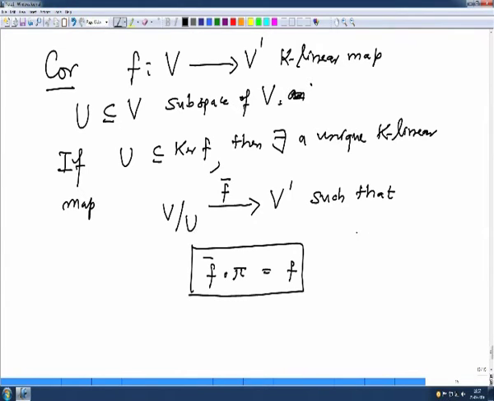So, in the diagram if I have to draw, v is here, v prime is here, this is f, v by u is our quotient space, this is our pi map, and then I am defining a map here, that is f bar, so that this diagram is commutative in this equality. This is very useful, that means you are passing onto the quotient by u and looking at the new linear map.